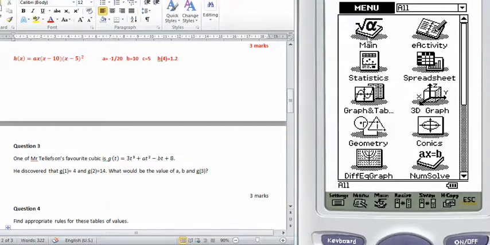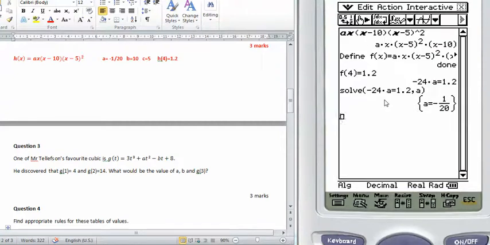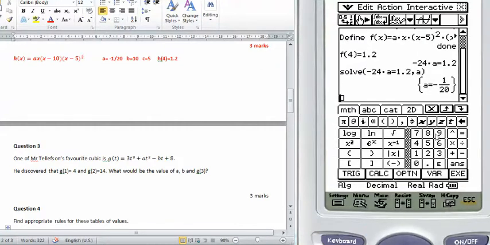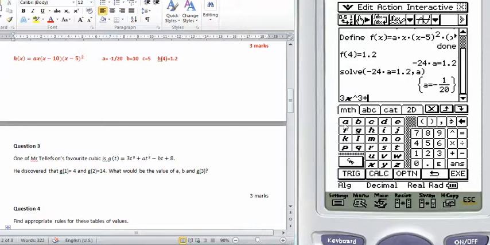Okay, so I'll go over into main and I'm going to define g of t. But I'm going to use x not t and I'll call it f because that's what the defaults are. So 3 x to the power of 3 plus a, and I pick up a from the variables, x to the power of 2 minus bx plus 8.